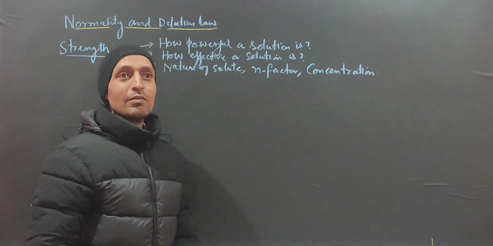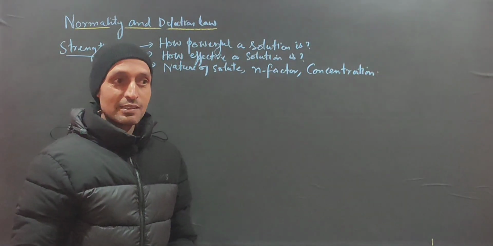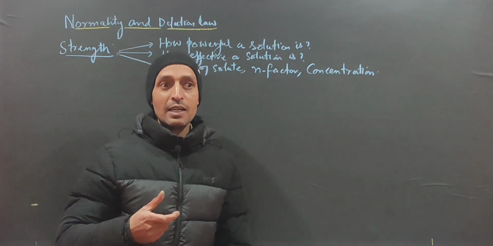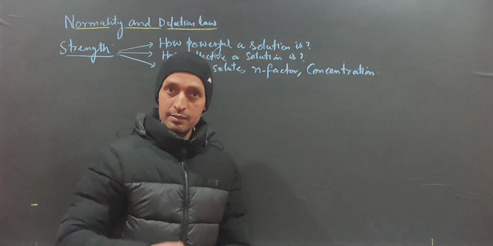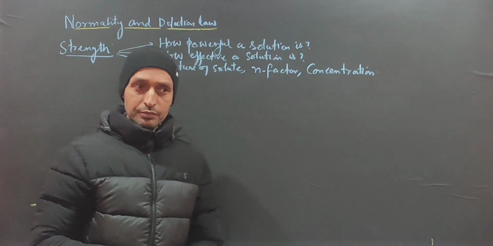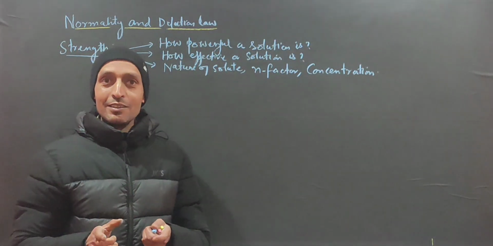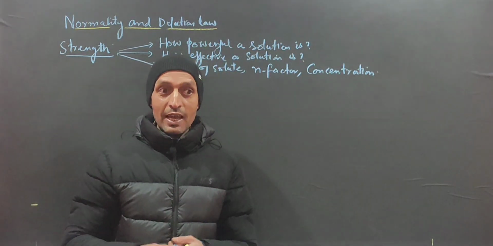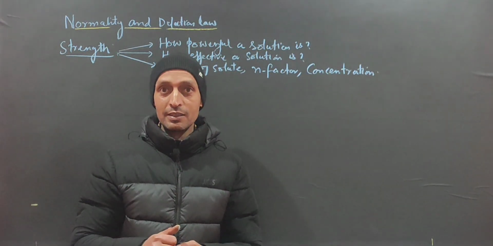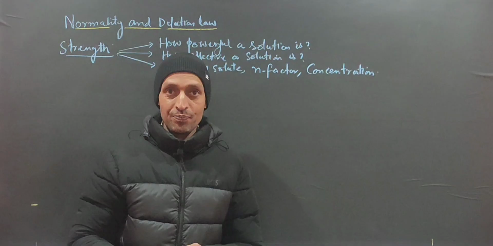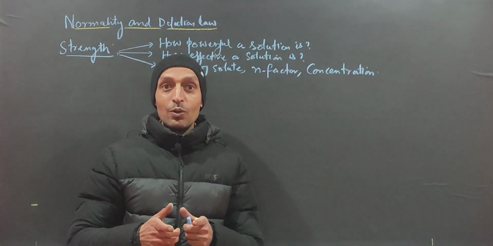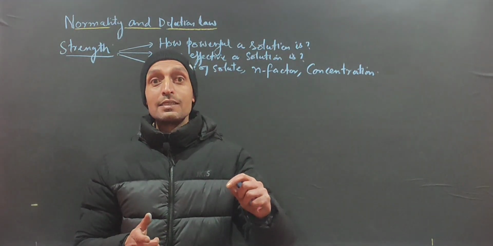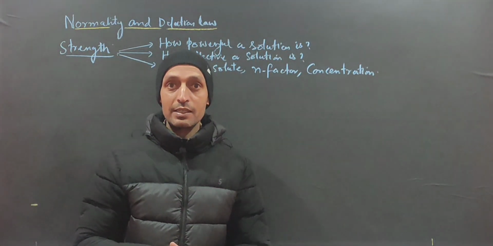For example, you have an acid. The basic definition of acids is that acids furnish H positive ions when they are dissolved in water. So HCl, hydrochloric acid, gives 1 H positive. H2SO4, sulfuric acid, gives 2 H positives, right? Now, how many H positives an acid furnishes, that's the n factor for an acid.